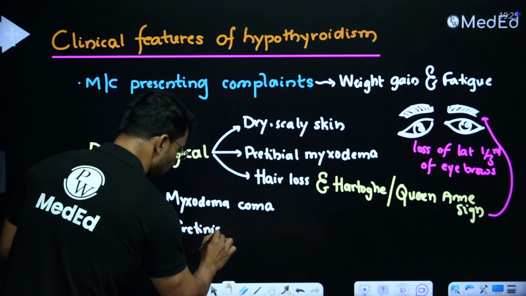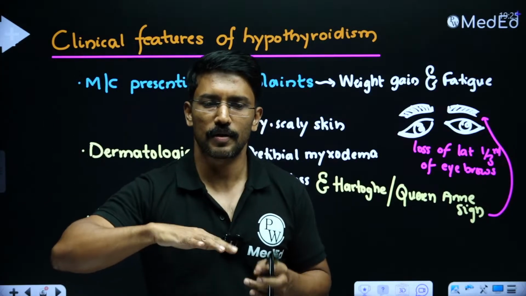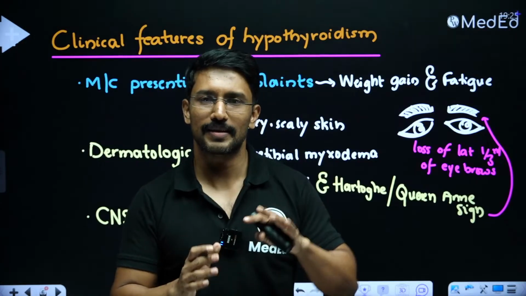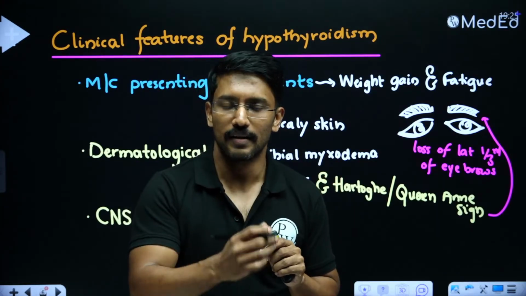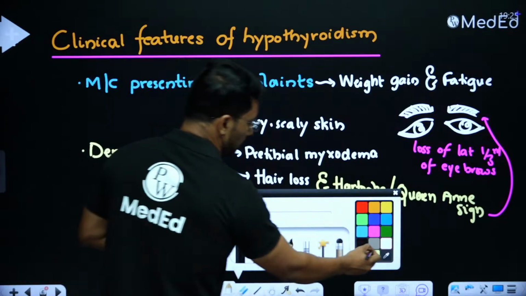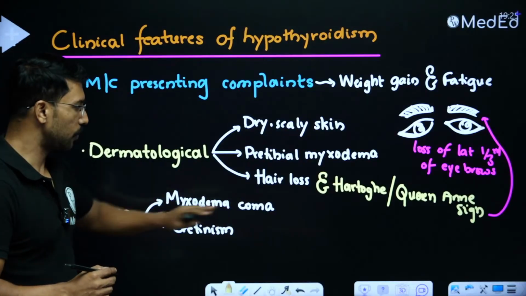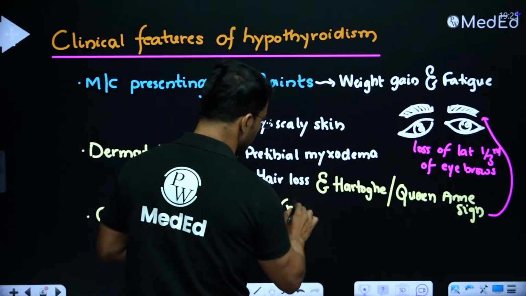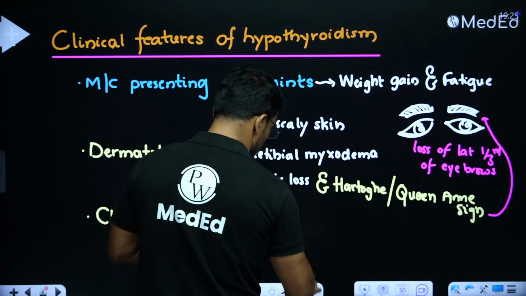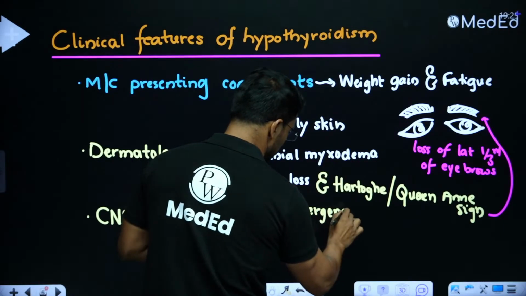Then second CNS manifestation, it is also called as cretinism. So if before the full development of brain happens and you develop hypothyroidism before the brain is fully developed, then brain may not be able to develop well, resulting in mentally retarded kids. So there is decreased brain function. We will call it as cretinism. So we can have myxedema coma, which is an emergency, and cretinism is improper development of the brain. So we'll call it as cretinism.